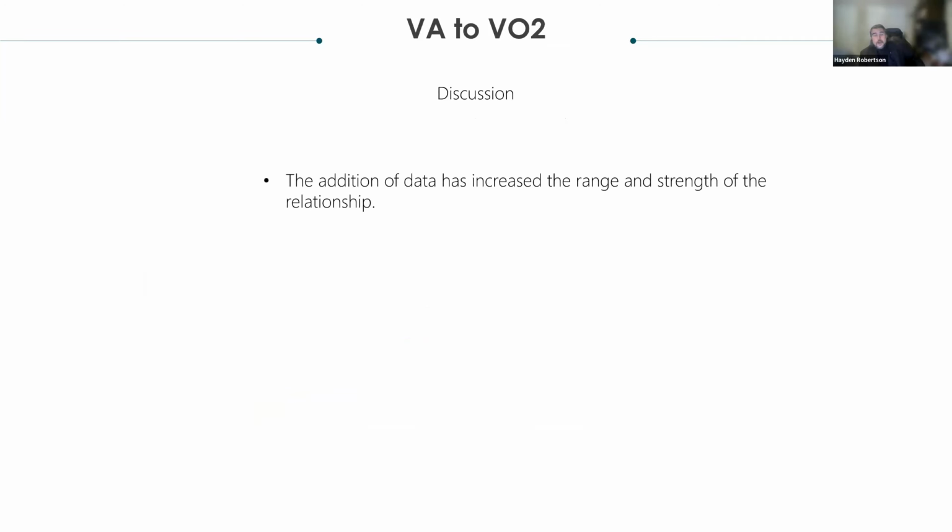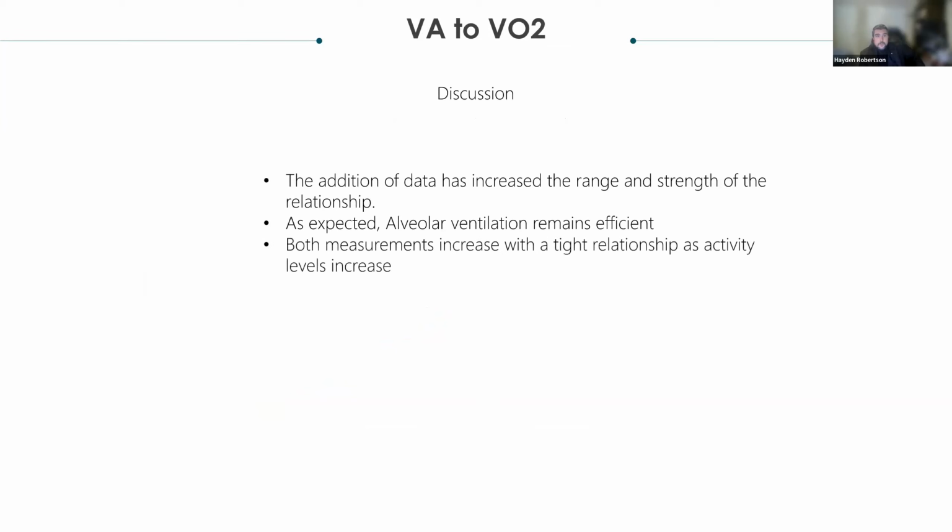So I'm considering this project a success. We have increased the range and strength of the relationship as expected. Alveolar ventilation does remain efficient. We got our linear relationship there. Both measurements increase. There's a tight relationship as activity levels increase. Small sample sizes for young and old slightly skew some of the data. That was a consistent theme. We need more data for those younger or older people, or we at least need to adjust the way that we go about estimating exposure for those different age groups.